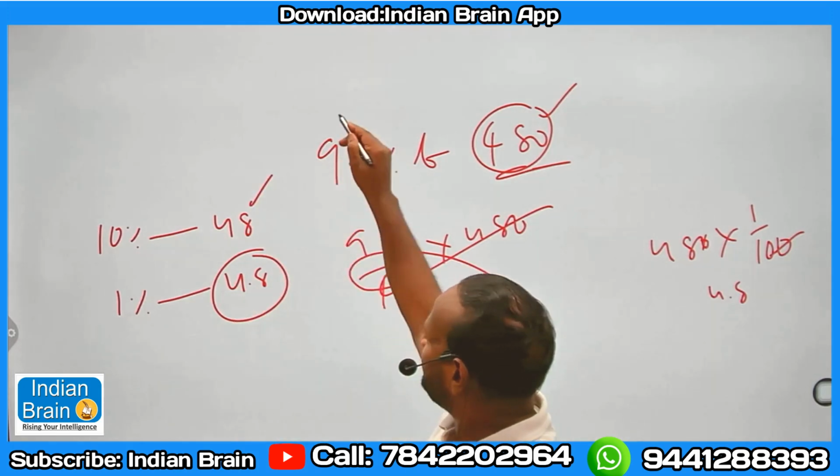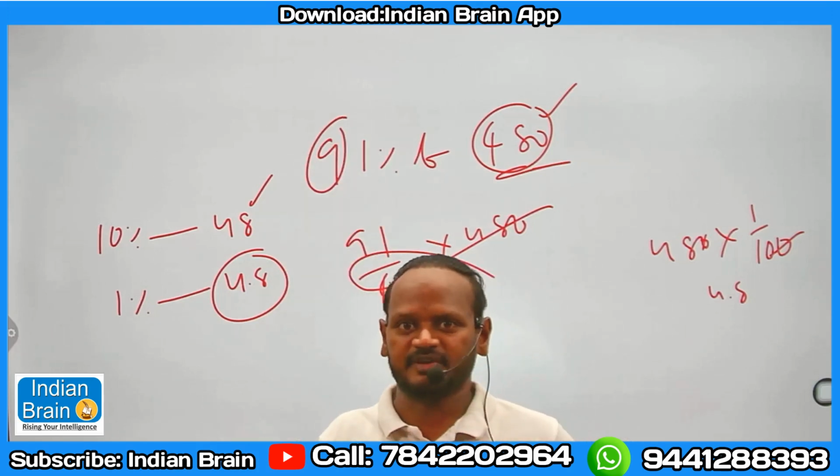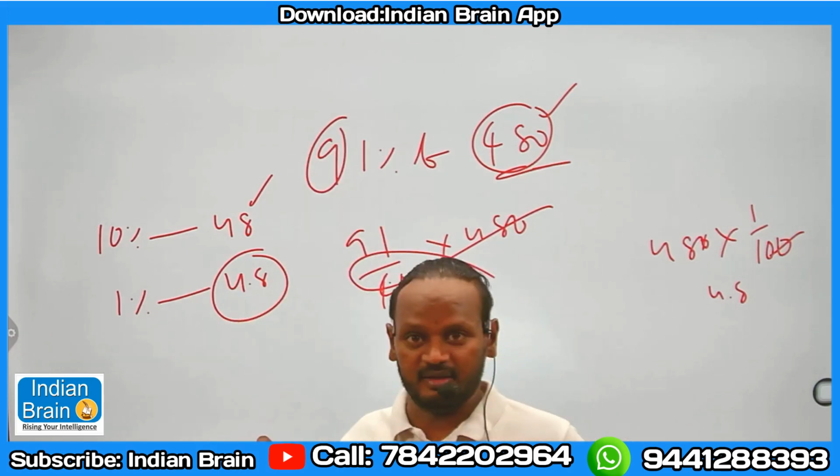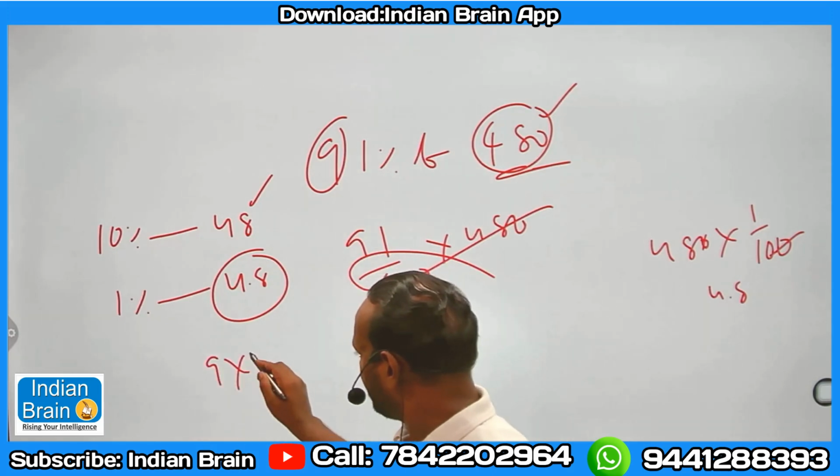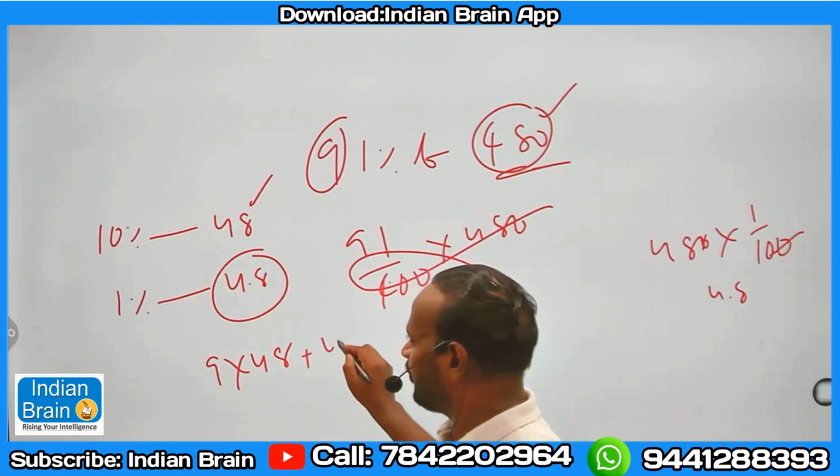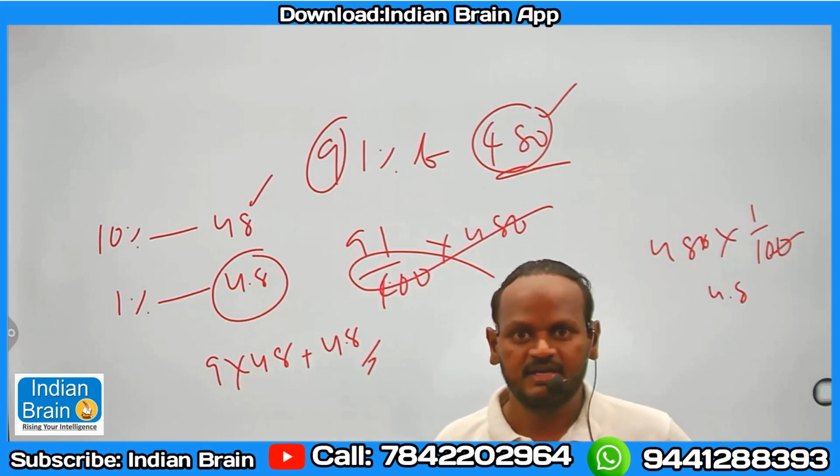So 48, how many times? 9 times. Why? Because 90% value is there, right? 9 times of 48 will be there. 9 times of 48 plus 4.8 can be your answer. That's it. It will save your time.